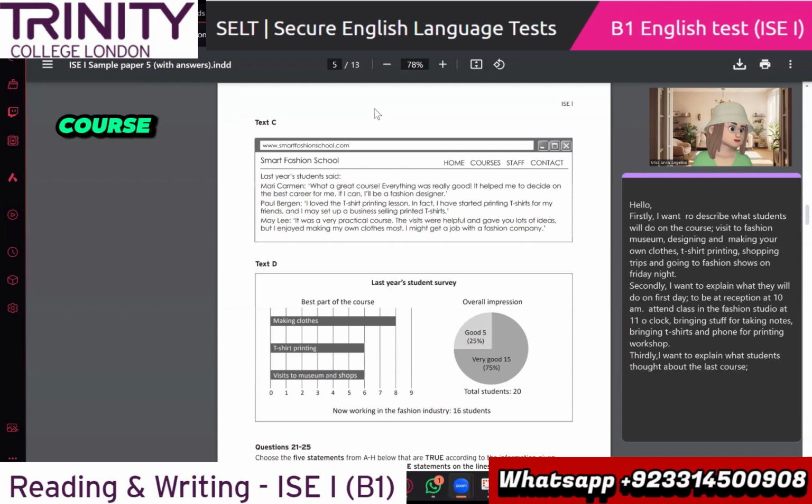The best part of the course: making clothes is 8, t-shirt printing is 6, and visit to the museum and show is 6. Overall, very good is 75% and good is 25%. 15 students said very good, so 75%, and 5 students said just good, so 25%, overall impression. Work in fashion industry: 16 students. So in the third paragraph I want to explain what students thought about the last course.